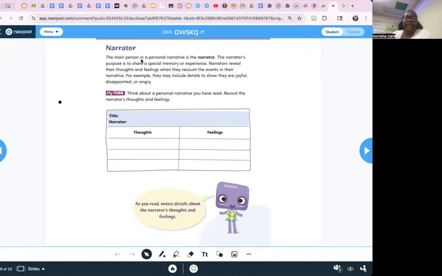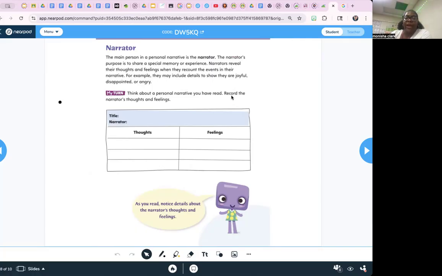Narrator. The main person in a personal narrative is the narrator. A narrator is a person who tells the story. So, when you're reading a story and you hear once upon a time, who's talking? Is it one of the characters? No, it's the narrator. The narrator is a person outside of the story telling the story. So just like the girl was telling the story to us, it says the narrator's purpose is to share a special memory or experience. Narrators reveal their thoughts and feelings when they recount events in their narrative. For example, they may include details to show they are joyful, disappointed, or angry.